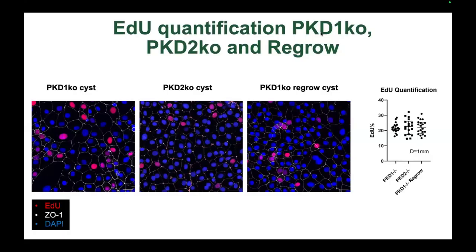But as you can see, a nice spread across a nice EdU comparative of each of the PKD1, the PKD2, and the regrow. As you can see to the right, you can see a nice normalized mean around 23% among most of the regrowth cysts. And I typically use cysts around the same size, which is 1 millimeter in diameter. So this allows us to eliminate the bias and to try to keep it uniform. And as you can see, the proliferation rate is very similar. This is a good step moving forward.